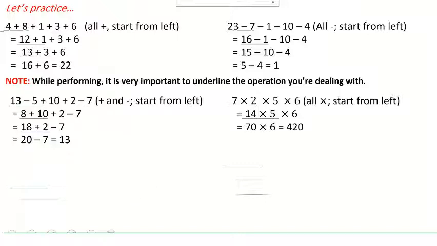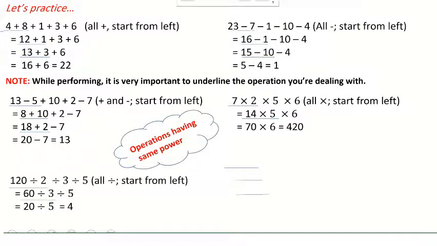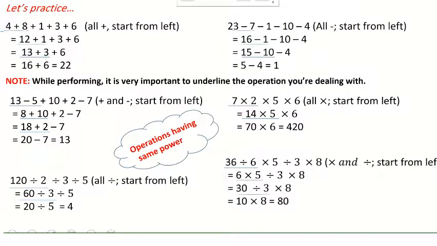Now, what if you have all of them division? Also, with all of them division, you start from left to right, as you can see. And then the last one, we have division and multiplication at the same time. So multiplication and division are of the same power. Addition and subtraction are of the same power, and division and multiplication are of the same power.